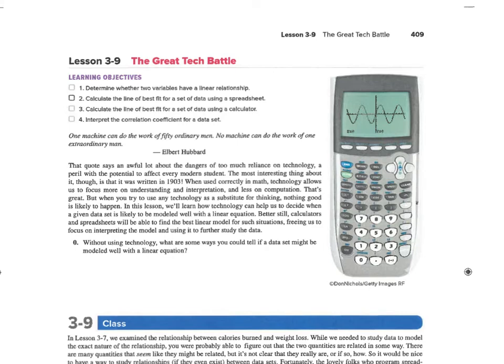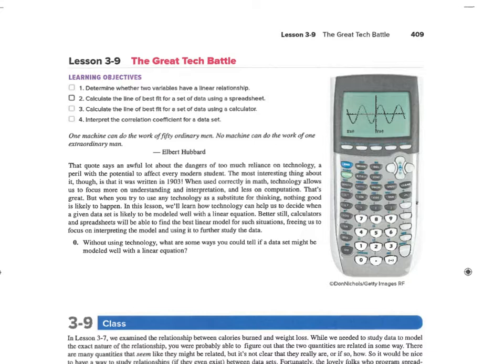For the rest of the sections, we're going to have to take a bird's eye view because we don't have much time left in the semester, right? So we are going to look at lesson 3.9, and we're going to determine whether two variables have a linear relationship. We're going to calculate the line of best fit for a set of data. And quite frankly, you can either use your graphing calculator if you have one, or Desmos.